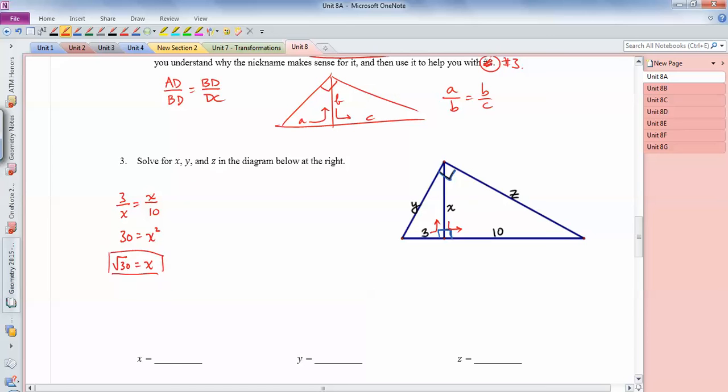If you wanted to simplify that root, you're trying to find things that have to go into it. Let's see, does anything go in? This would be root 6 times root 5, which is root 2 times root 3 times root 5. There are no pairs there, so root 30 is actually as simple as it gets. So this one, x is root 30.